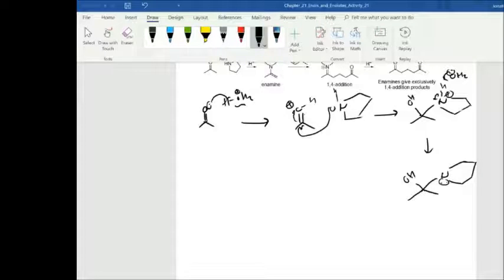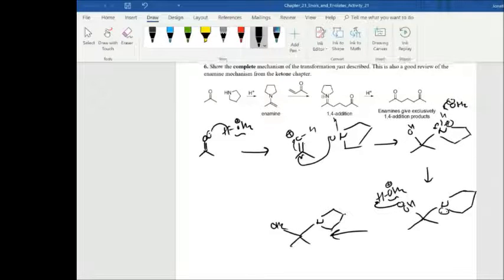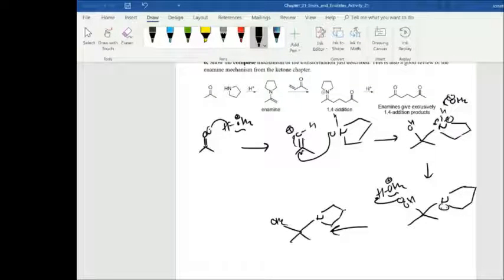And first, before we do that, we need to make this alcohol a good leaving group. We have to remember this is very important: alcohol is not strong enough to leave in this situation. So you're going to have a water and nitrogen. And what's going to happen is, 1, 2, 3, 4, 5, this lone pair is going to kick down, kicking this water out.